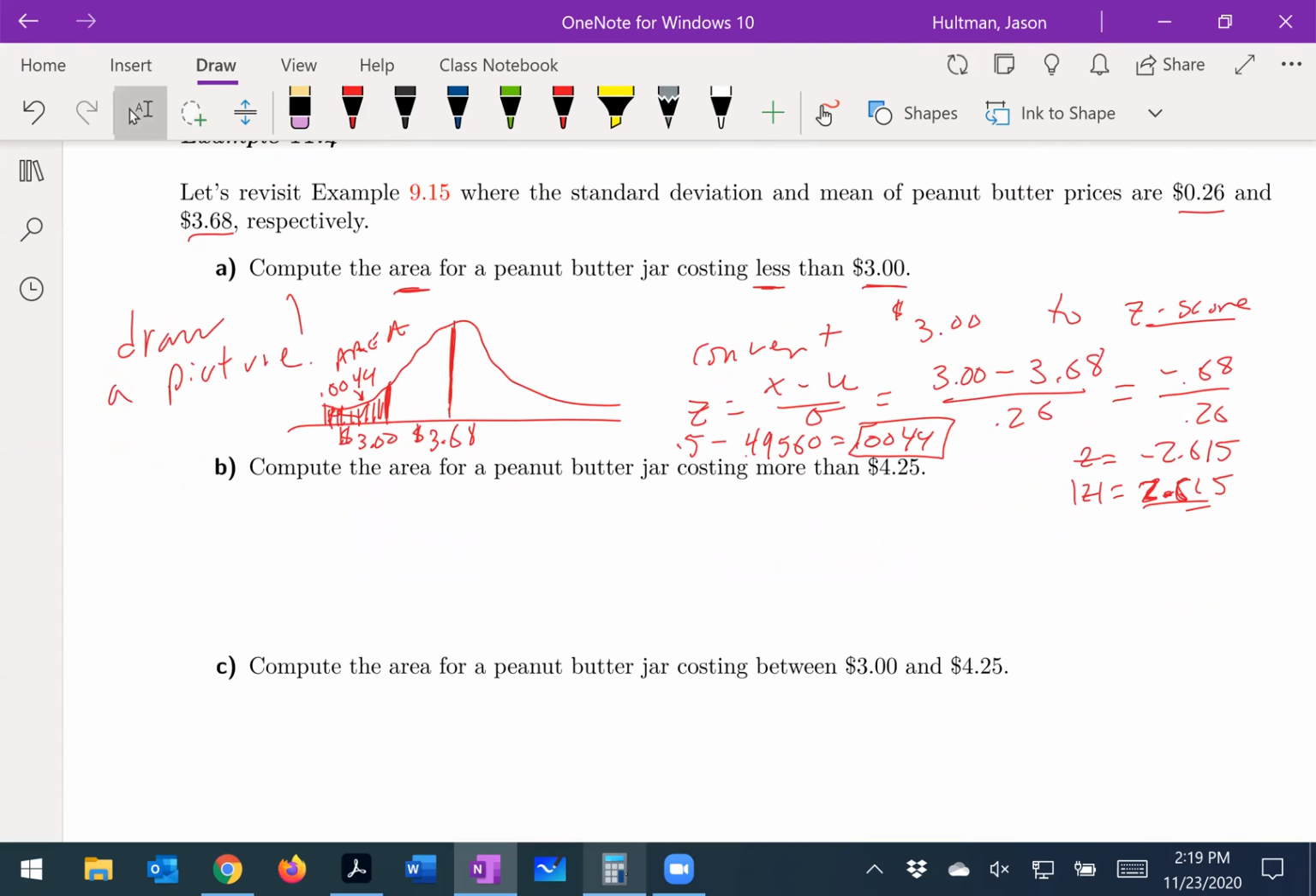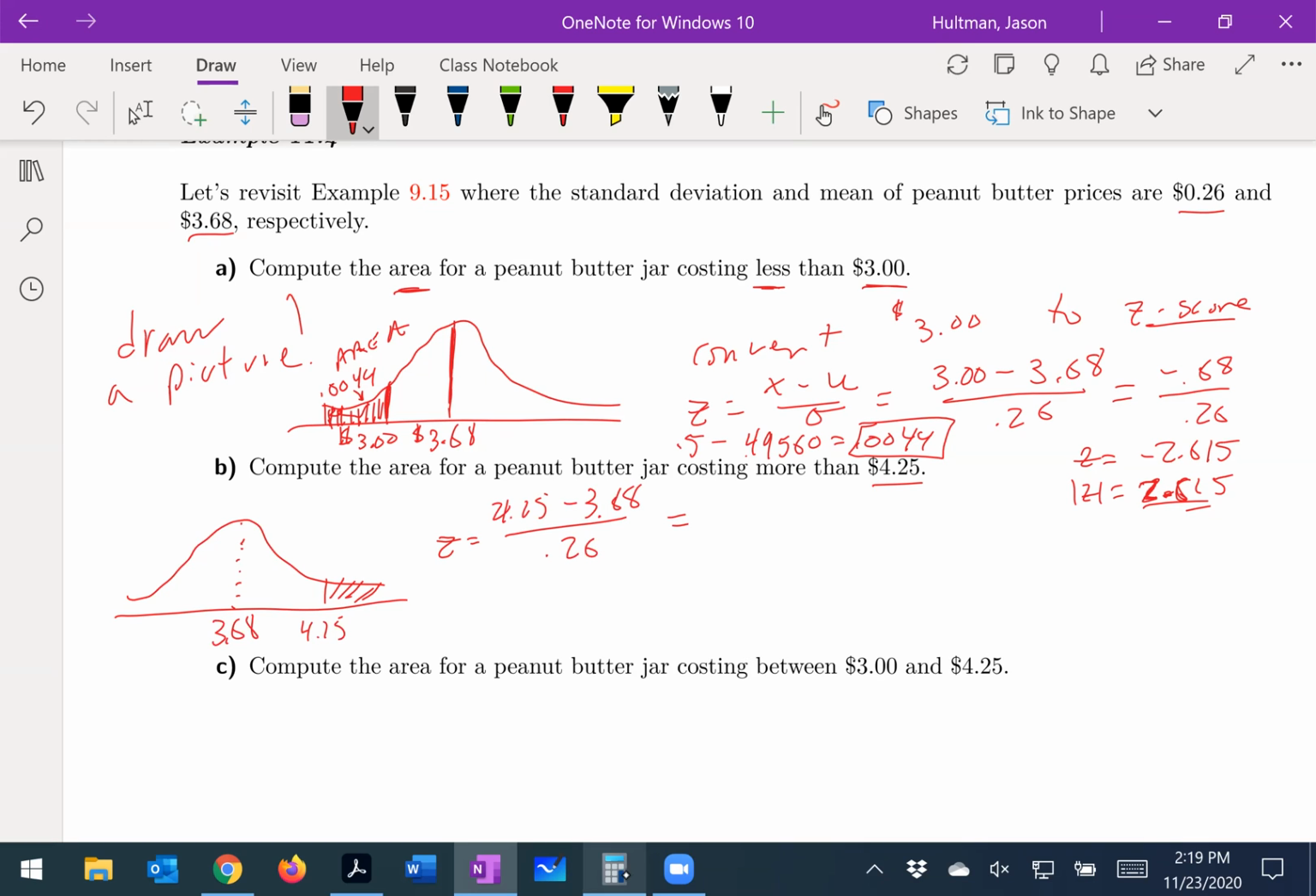Okay, now compute the area for a peanut butter jar costing more than 4.25. So once again, draw a picture. Always draw a picture. We want 3.68. This time I'm looking at more than 4.25, so that's the tail I'm still looking at. Again, I've got to compute a z-score. The z-score is going to be 4.25 minus 3.68 over 0.26. When I subtract and divide, I will end up with 2.192. I'll just go out to the hundredths place. This is 2.19. Okay, so that's my z-score.